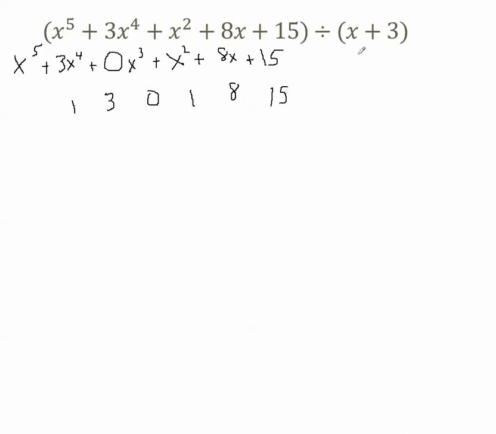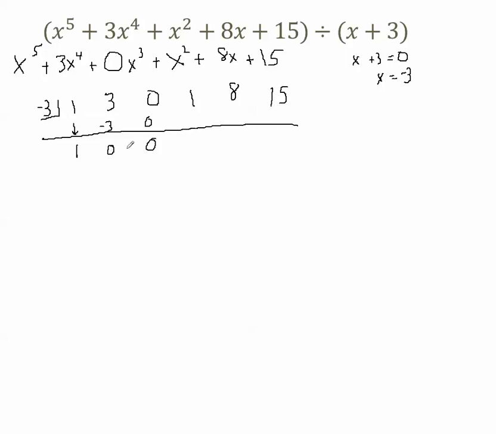Now, remember how we get the value that we're going to be using for the synthetic division. We set this x plus 3 equal to 0, and we get x is negative 3. So I have negative 3 here, and I'll have this. So I bring down my 1. I have negative 3 times 1 is negative 3. That gives me 0. Negative 3 times 0 is 0.